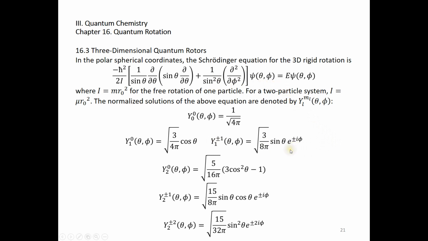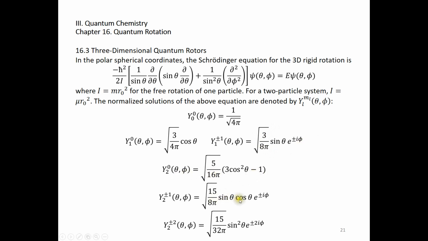But also remember, if we take the linear combinations of e to the power of plus minus I phi, we can get cosine phi, we can get sine phi. Cosine phi times sine theta is simply x over R0. Sine phi times sine theta over R0 is y. So these two combinations are proportional to x and y.